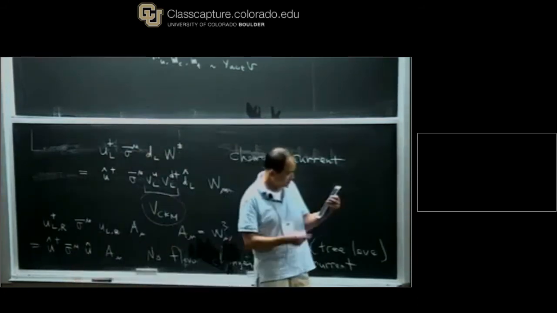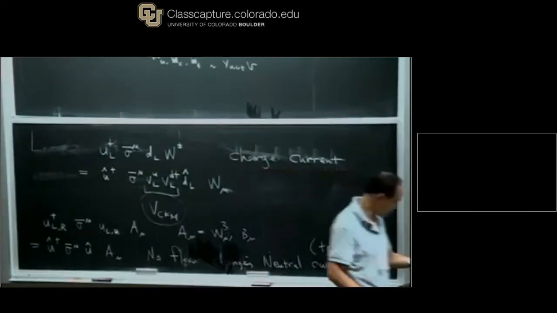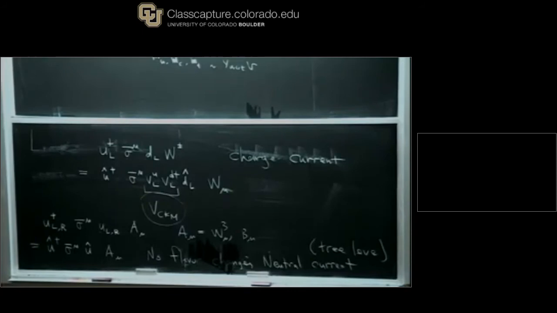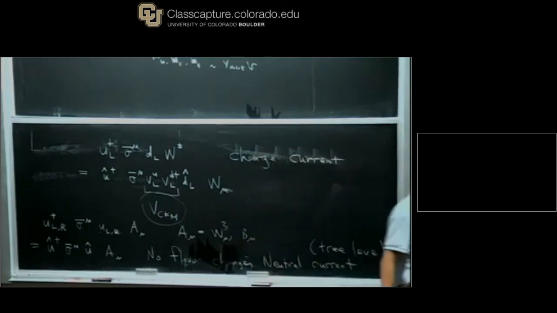Well, in my notes, I'll try to put my notes online. There are some current figures. But let's just talk about one of the things that has received the strongest flavor constraint, tested the best in the standard model, which is kaon mixing. Does anybody know what a kaon is? It's a meson.